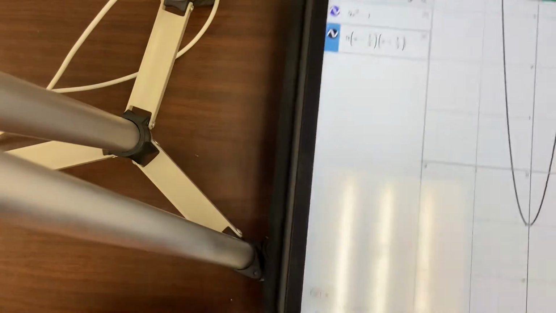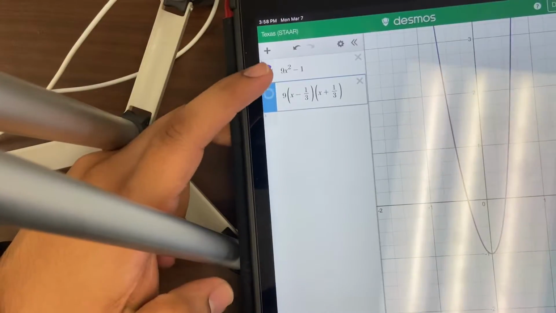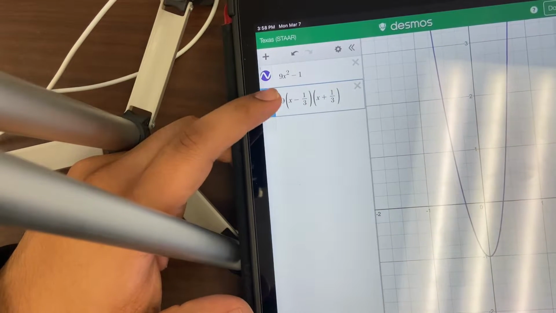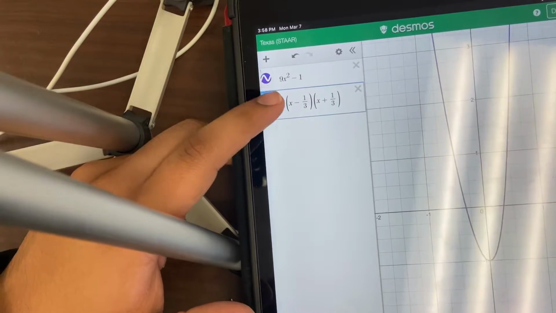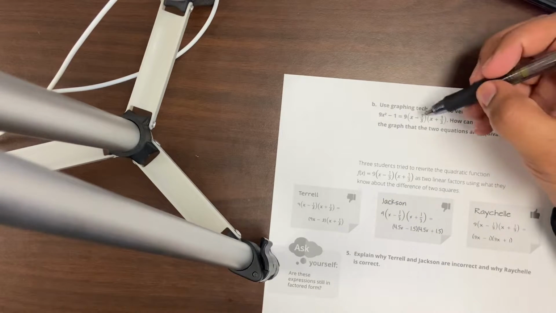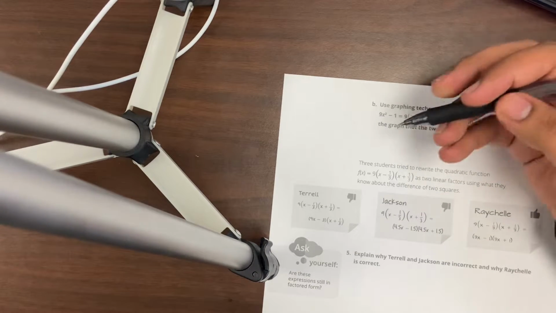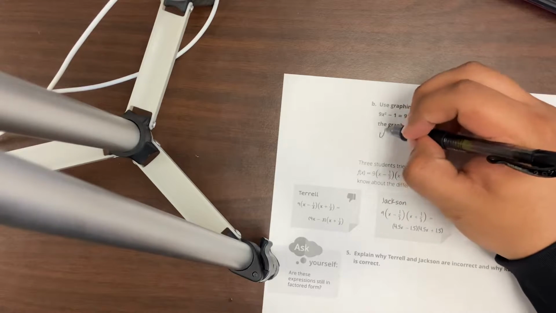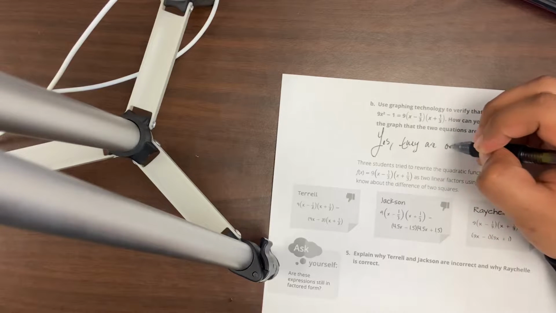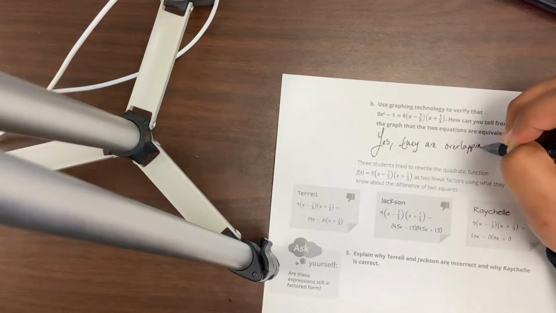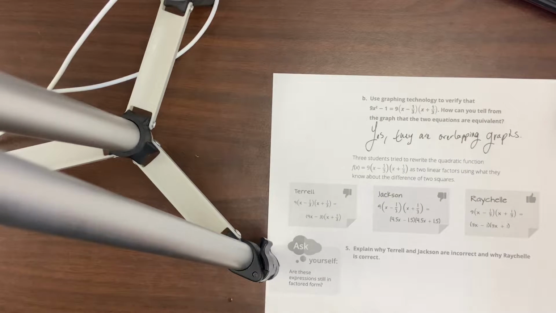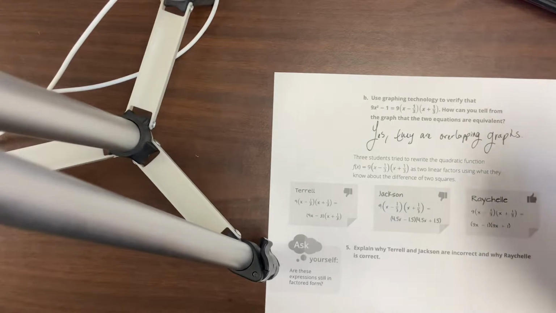I don't know if you saw that. If I turn off the second one, I turn it back on, they're right on top of each other, proving that this is our factored form. So, after showing the factored form, are they equivalent? Yes, they are overlapping graphs. Overlapping graphs are right on top of each other, which is good to go.